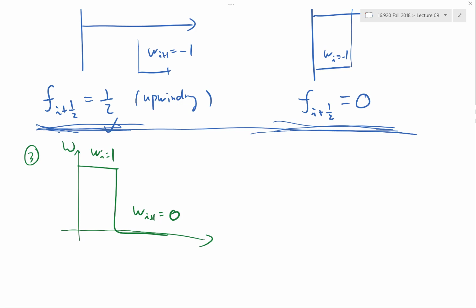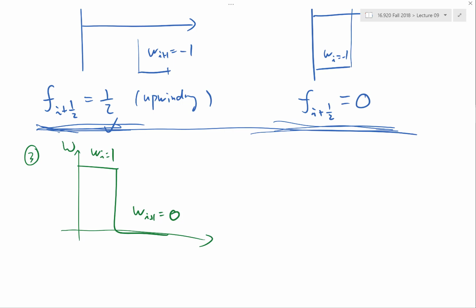Well, if you take the average of the solutions, it's half. If you take the flux of half, you get 1/8. That's definitely wrong, right? Now, if you take the flux, it's half on the left, 0 on the right. Now you take the average, it's going to be a quarter. It's different from 1/8, but still wrong. Like, what should be the flux over here?